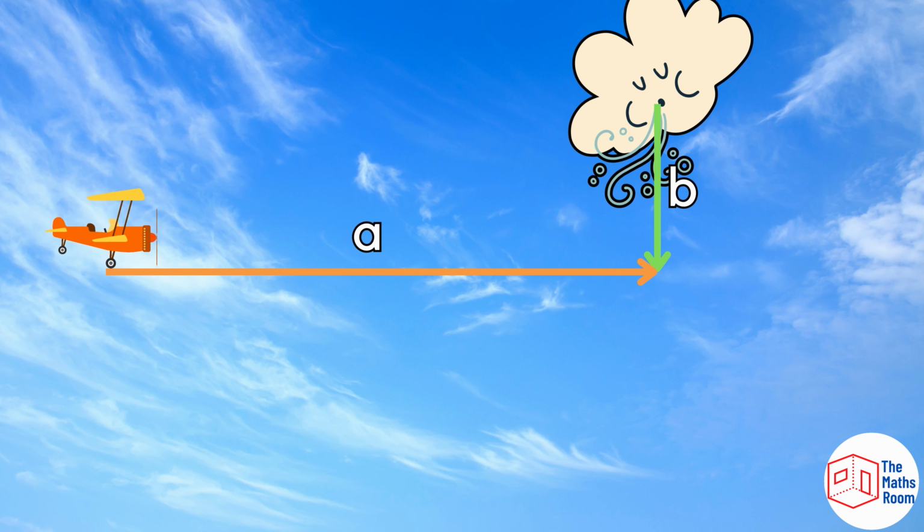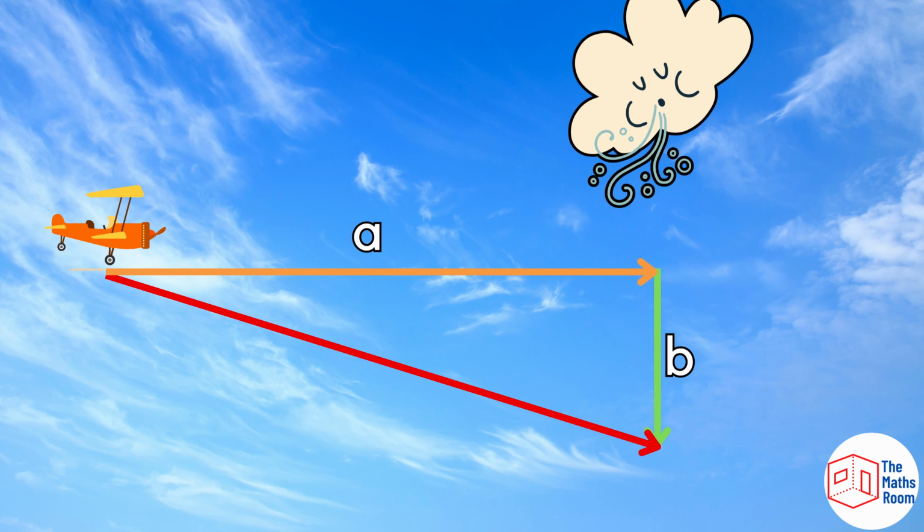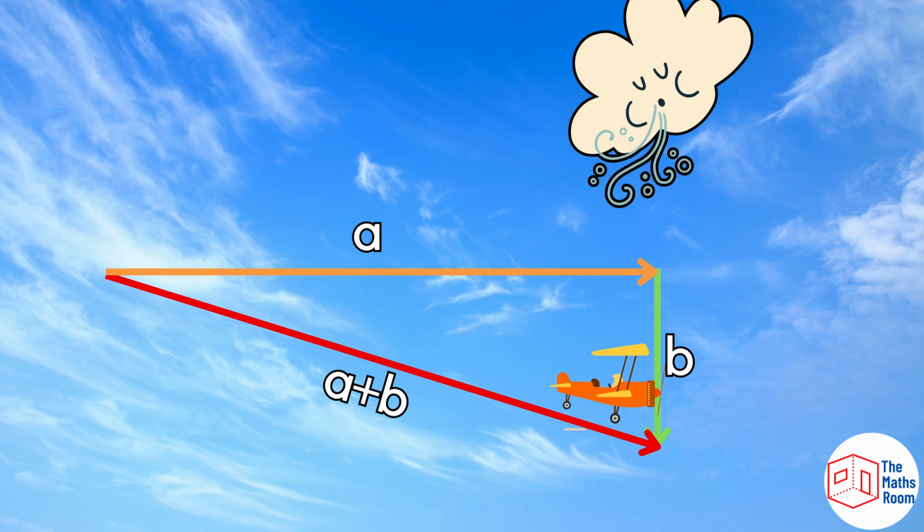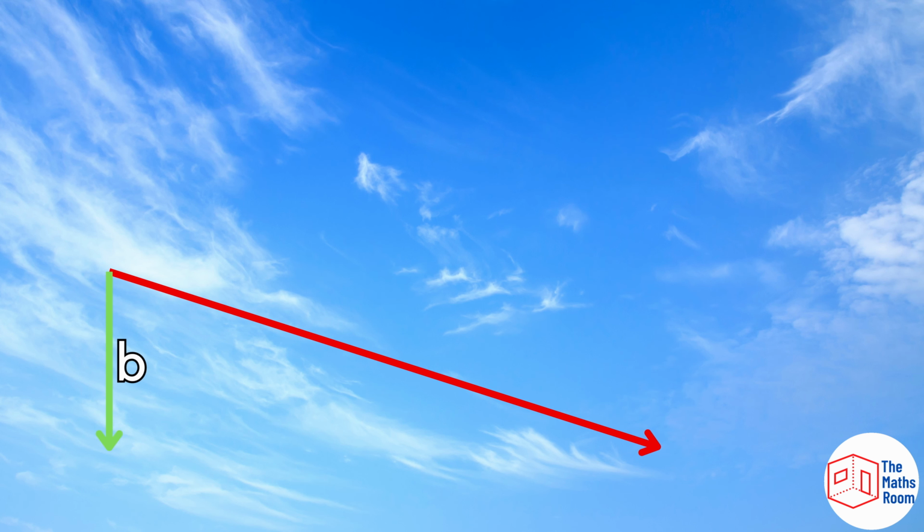So if we think of this as vector A and vector B, if we wanted to find out the resultant vector, we would need to add these together. In order to do this, we place them arrowhead to tail. Now that we've done this, we can see what the resultant vector is, our flight path, where we say A plus B. With adding vectors, it doesn't actually matter which one you add first.